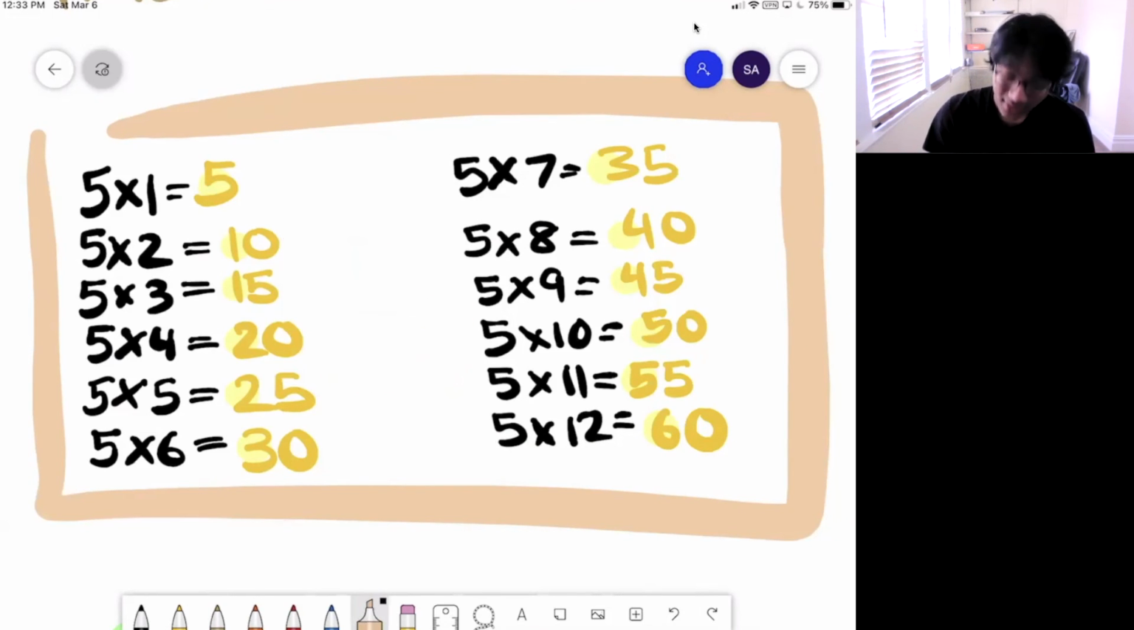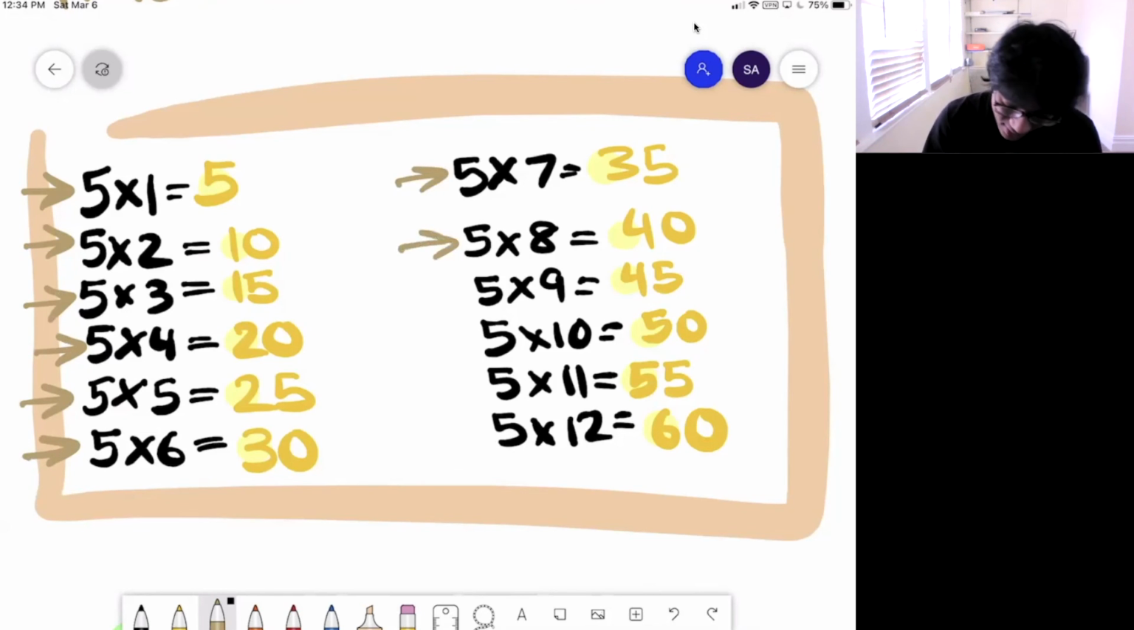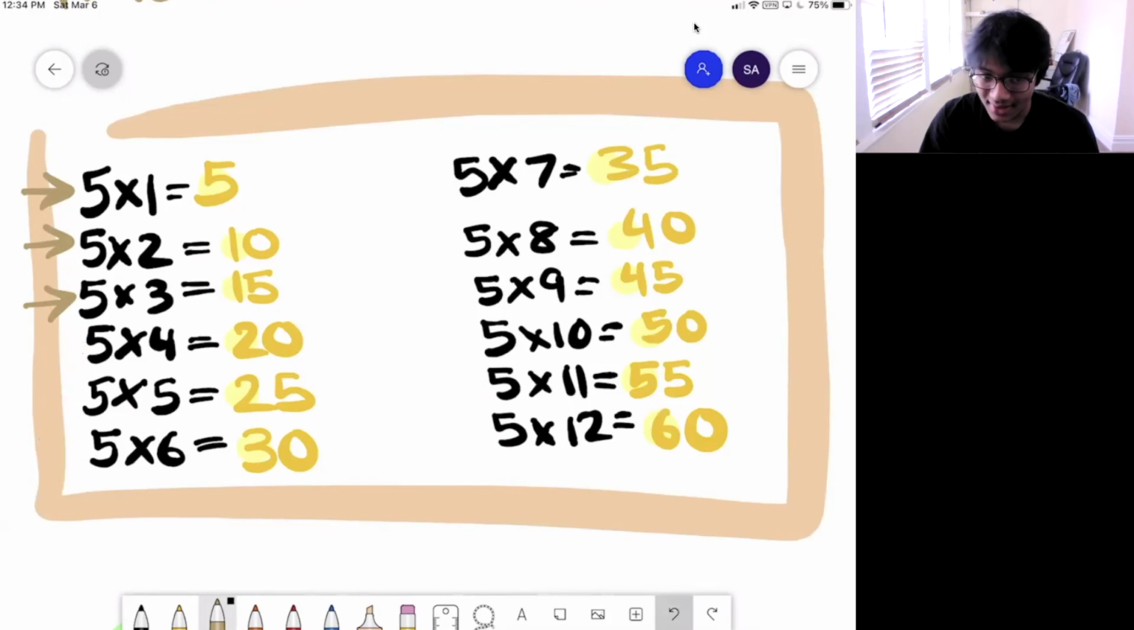All right, folks, let's review this. So we have 5 times 1 is 5, 5 times 2 is 10, 5 times 3 is 15, 5 times 4 is 20, 5 times 5 is 25, 5 times 6 is 30, 5 times 7 is 35, 5 times 8 is 40, 5 times 9 is 45, 5 times 10 is 50, 5 times 11 is 55, 5 times 12, well, that's just 60.